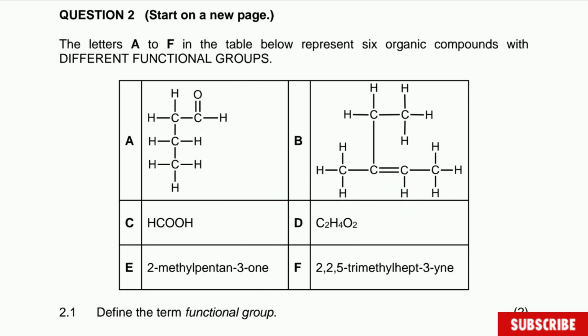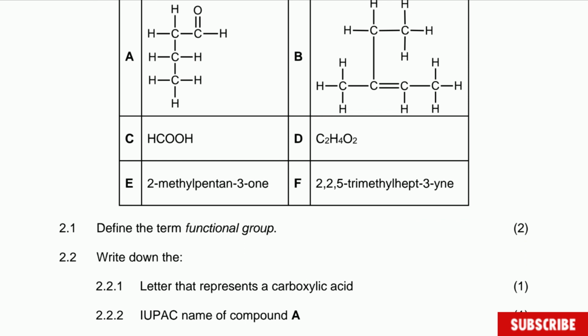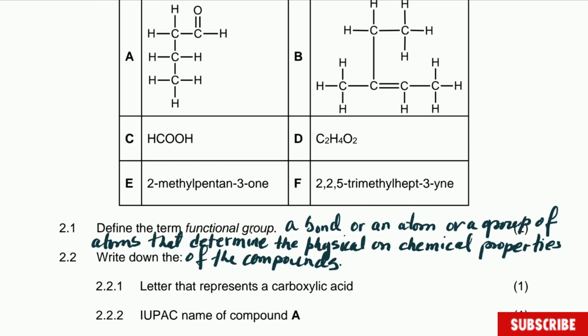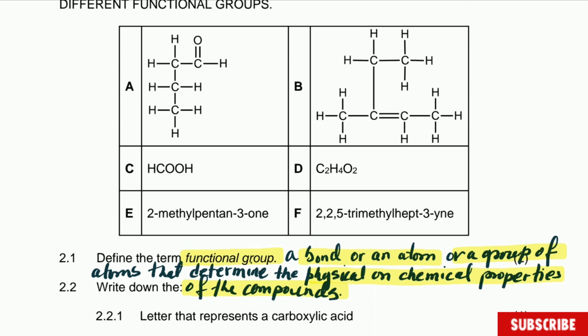This question says a letter A to F in the table below represents 6 organic compounds with different functional groups. Question 2.1: define the term functional group. We have that the functional group is a bond or an atom or a group of atoms that determine the physical and chemical properties of the compounds. That is what we call a functional group. Okay, you have to learn the definition. It's a very high probability of being in the exams.